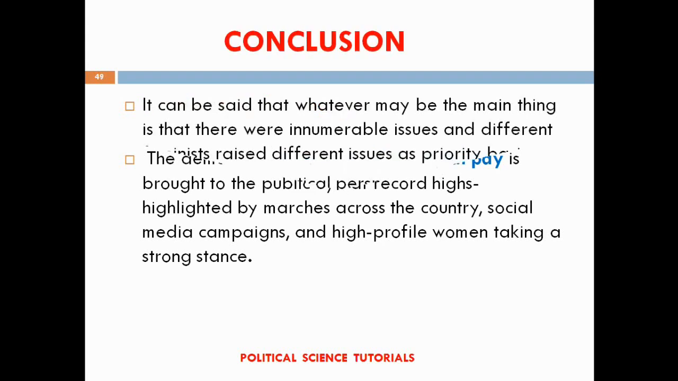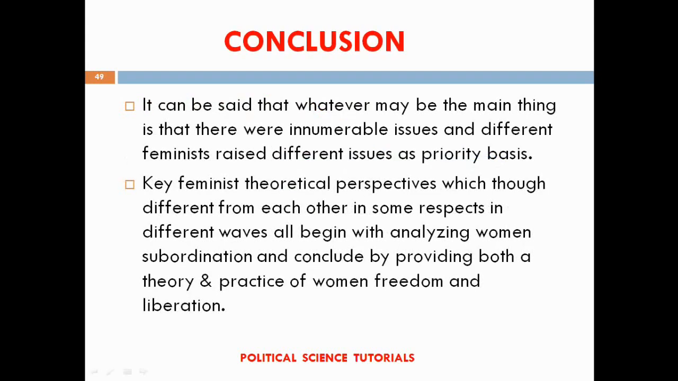From the entire discussion about feminism, it is clear that there were innumerable issues and different feminists raised different issues on a priority basis. In different ways, key feminists focused upon theoretical perspectives which, though different from each other in some respects, all begin with analyzing women's subordination and conclude by providing both a theory and practice of women's freedom and liberation.